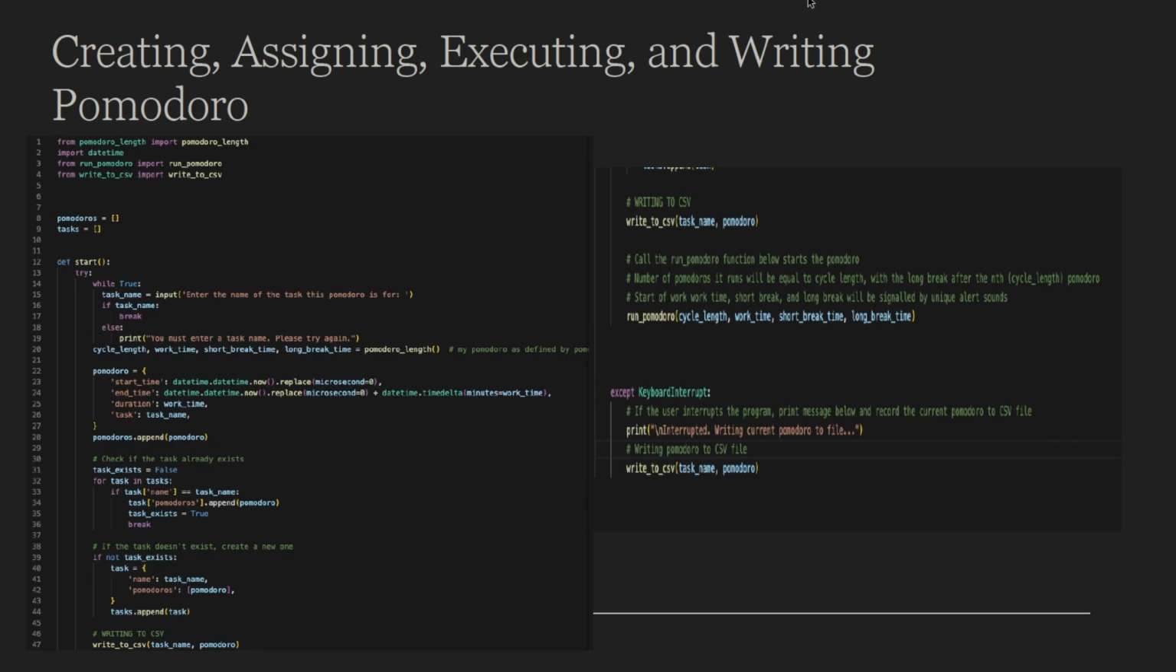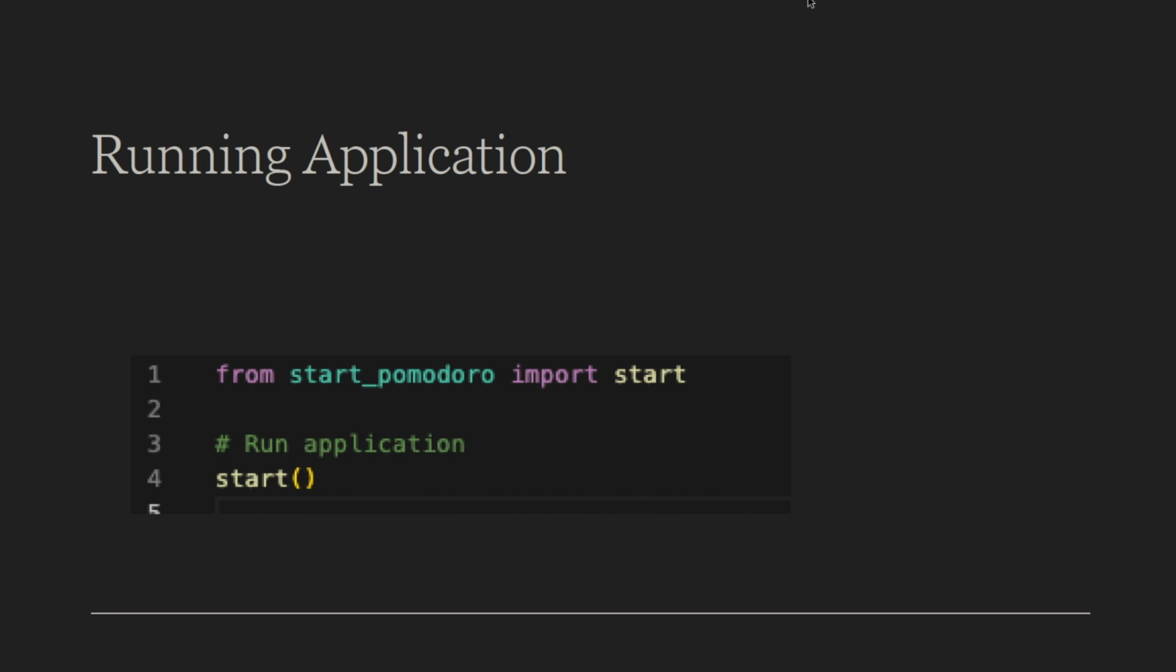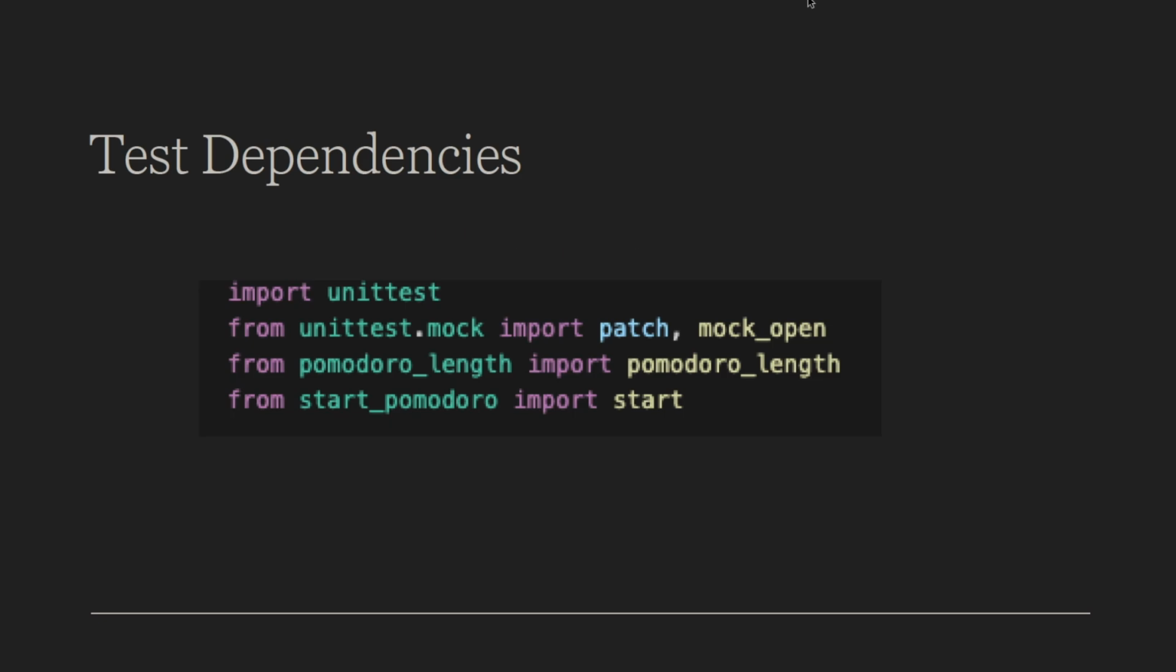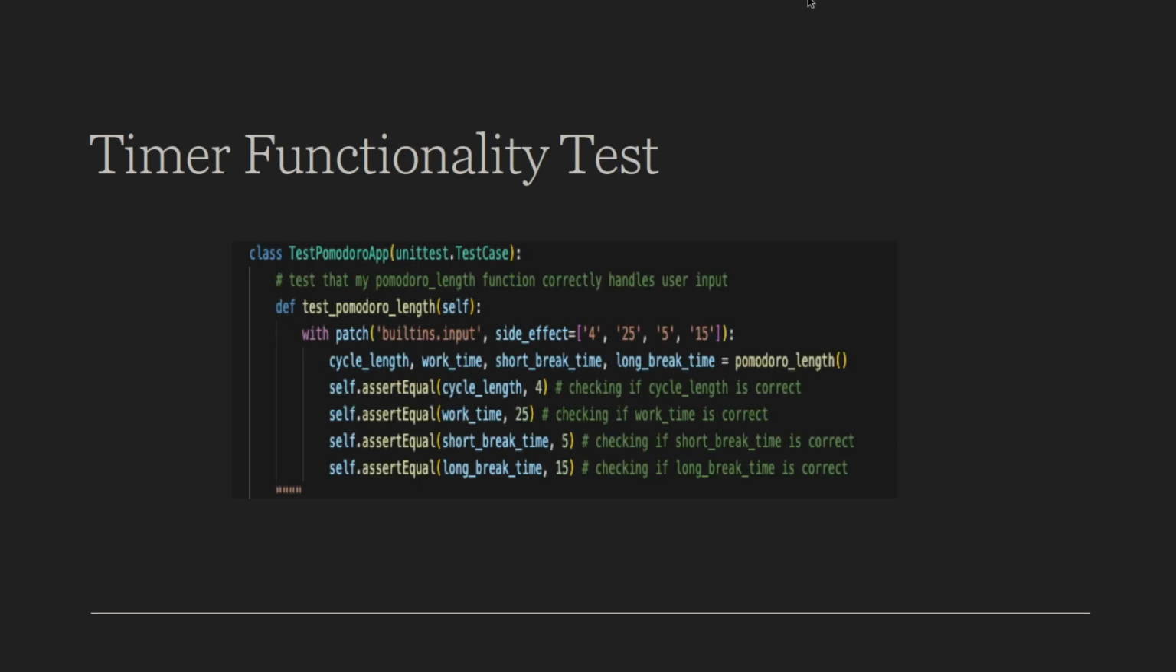This is all wrapped in a try and except clause. What I've done is I've allowed the user to still be able to write their Pomodoro data to the CSV should they escape with a keyboard interrupt, so Command C or Control C. And yeah, this is my main.py file, which runs the application. Test. So this is our dependencies.